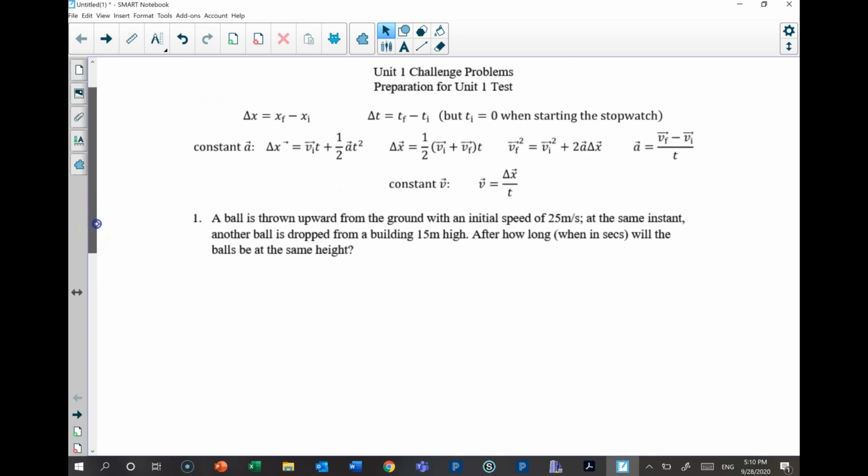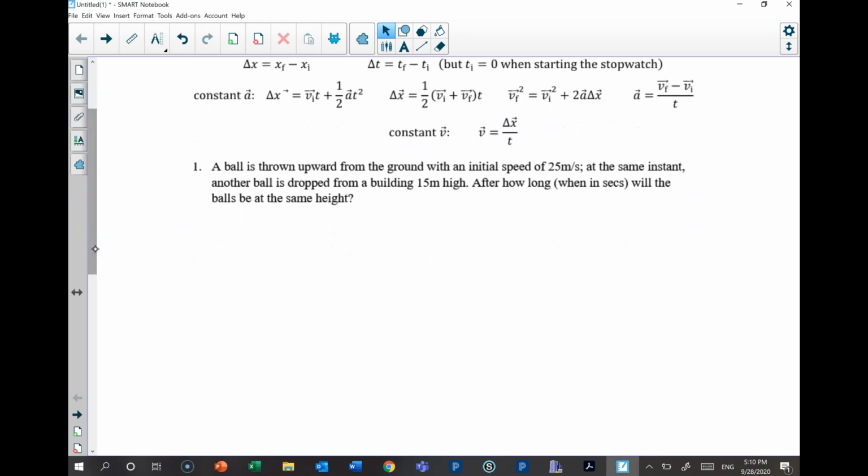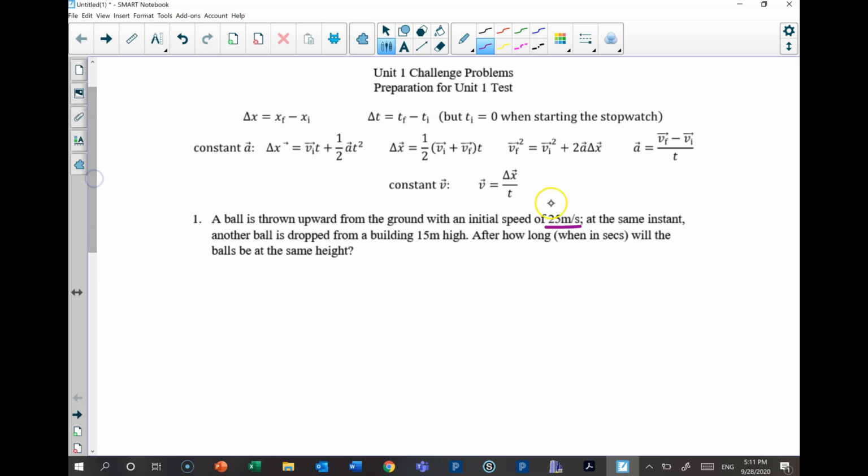We will now solve some challenge problems. A ball is thrown upward from the ground with an initial speed of 25 meters per second. Okay, that's going to be the initial speed, but since it's going upwards, we can call it the velocity and just add a positive.